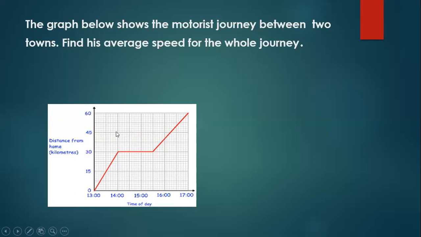For you to understand this question, you must know how to interpret this graph. I told you we have two axes. We have the vertical line, which is here, which will give us distance in kilometers, and this one will give us time in hours. Remember, the journey started at 1300, then at 1400 hours the motorist started resting. He rested, if you follow this line, until 1530.